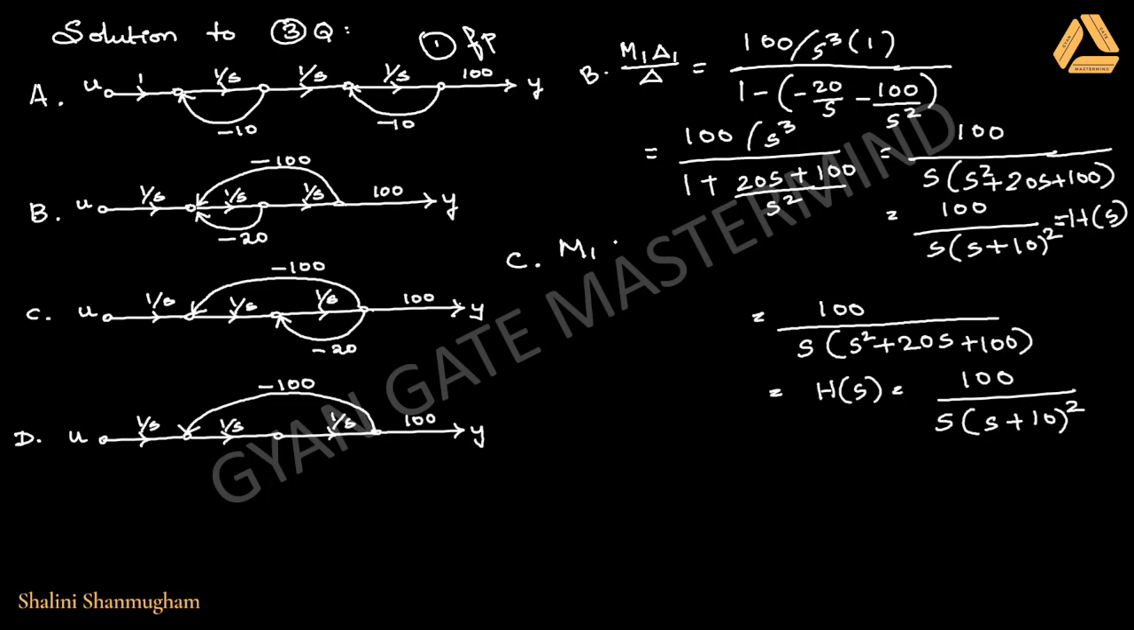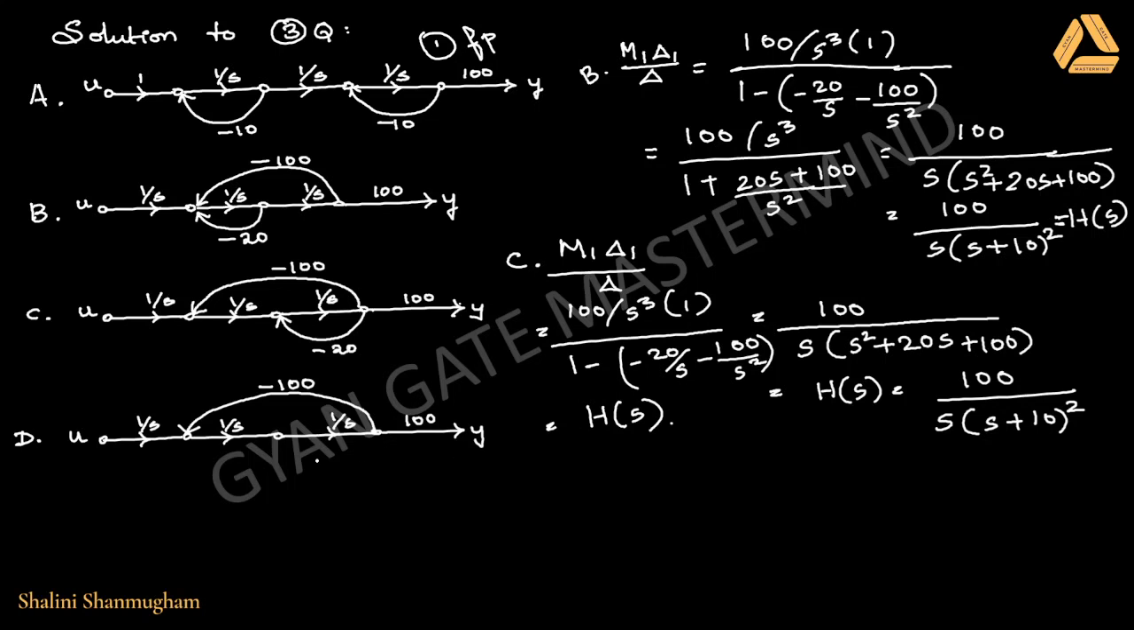For C, it is very similar to the B option. So here the forward path is the same, 100 by s cube, and also del 1 is 1 because all the loops are touching the forward path. And coming to the del part, it is 1 minus minus 20 by s and minus 100 by s square. So by simplifying this one, we'll get the same answer, which is H of s. So our answer is D.